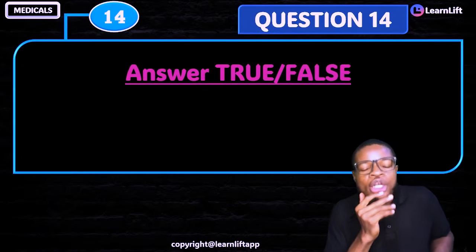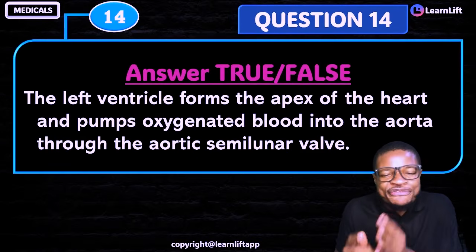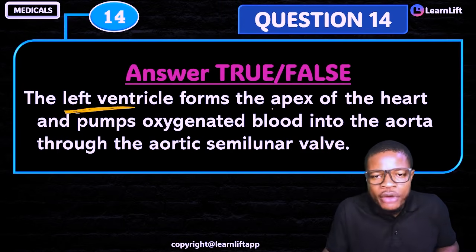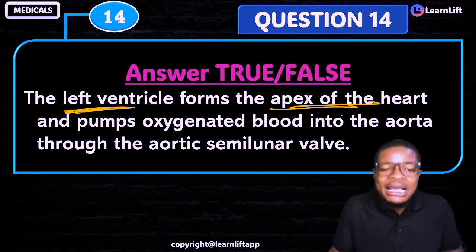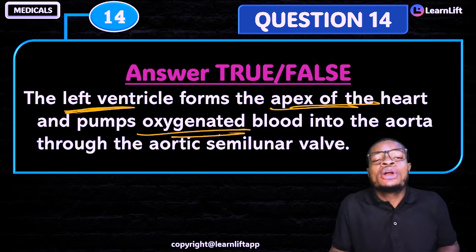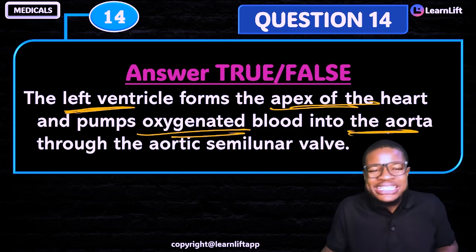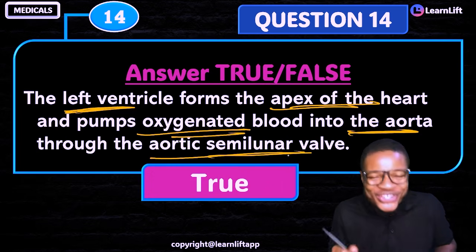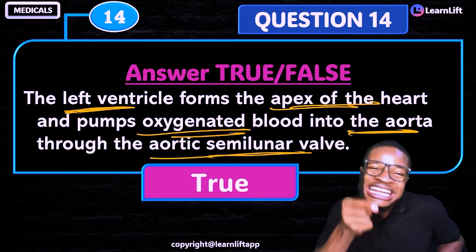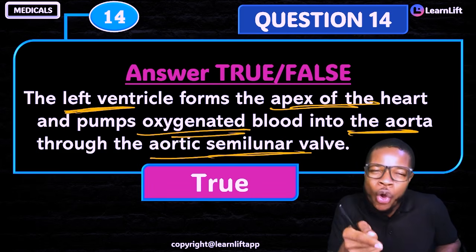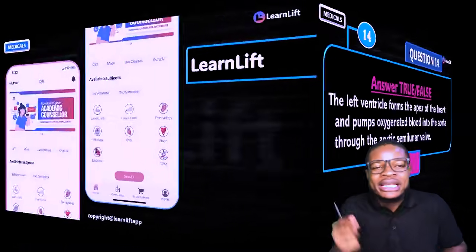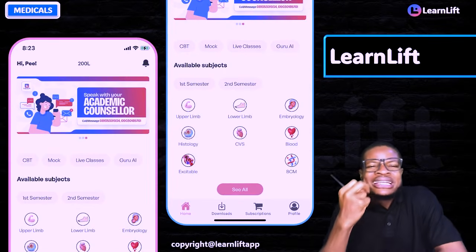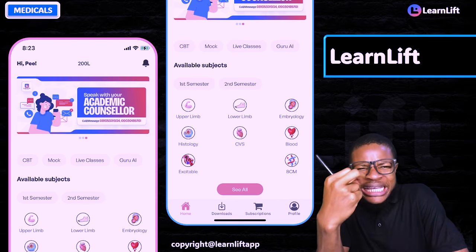Answer this question for me. True or false? The question says the left ventricle forms the apex. Left ventricle, yes. It forms the apex of the heart, yes. And pumps oxygenated blood, yes. Into the aorta, yes. Through the aortic semilunar valve, yes. What is the answer? True is the correct answer. If you get this to the core and you are sure that you nailed it, guess what? That's everything about the heart structure that they want us to know from the beginning to the end.